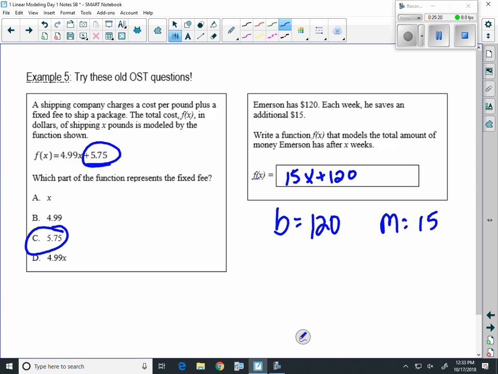All right, I think the next page is practice. Yes? All right, get your practice on.